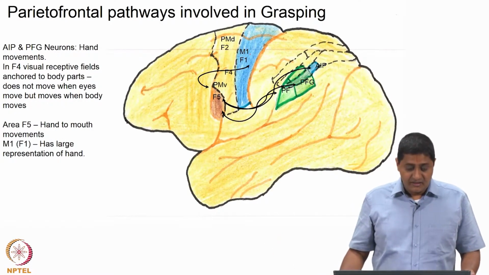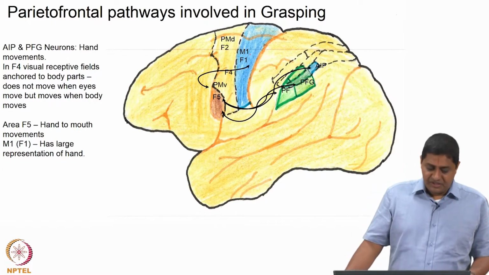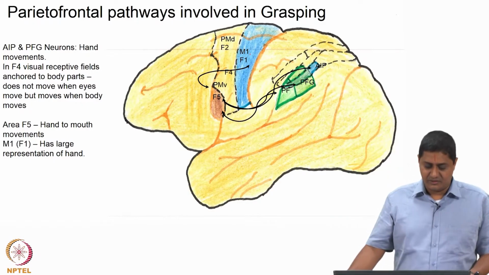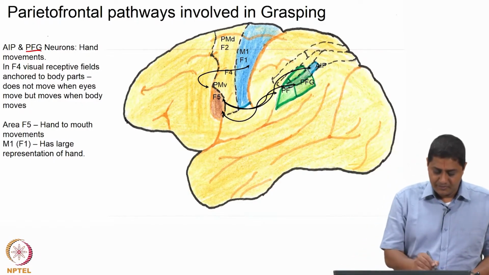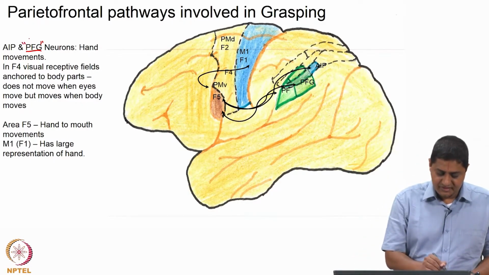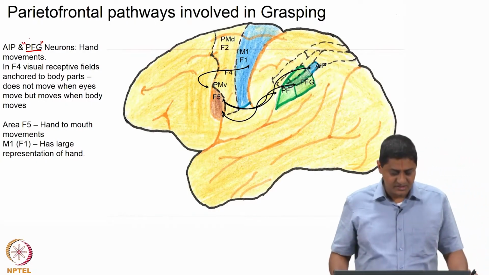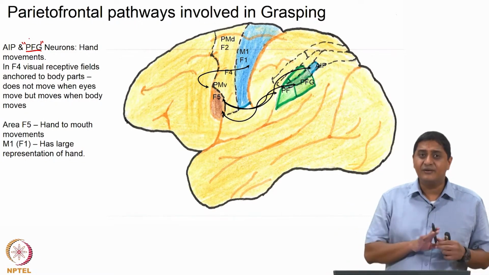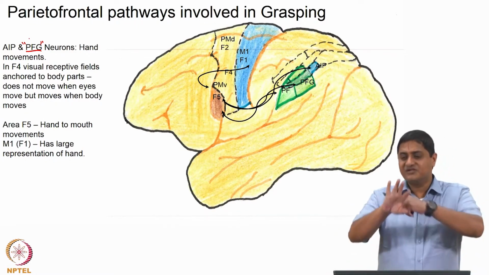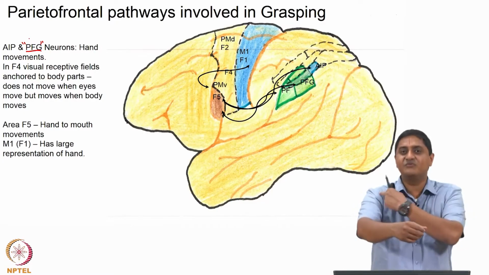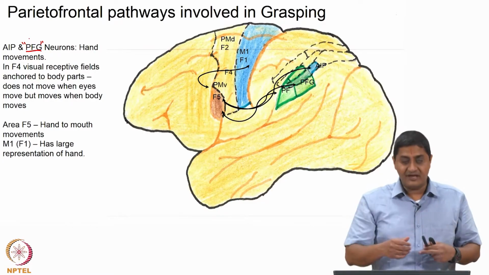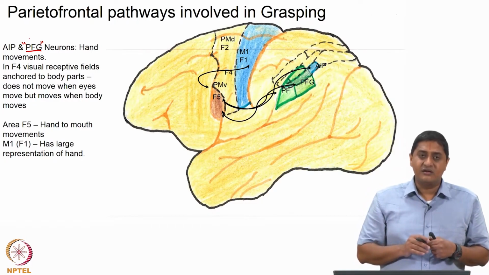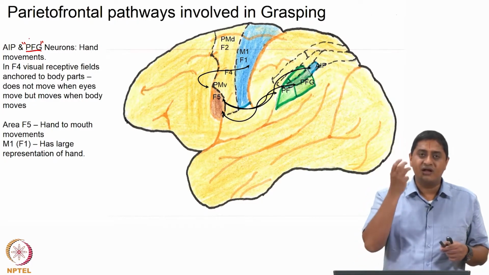When it comes to grasping though, anterior intraparietal neurons and the so-called PFG neurons, this is the name of the neurons, are believed to be responsible for hand movements. Hand movements means movements within the hand, not reaching movements. Reaching movements involve movements of the arm, whereas the AIP and PFG neurons are believed to contribute to hand movements.